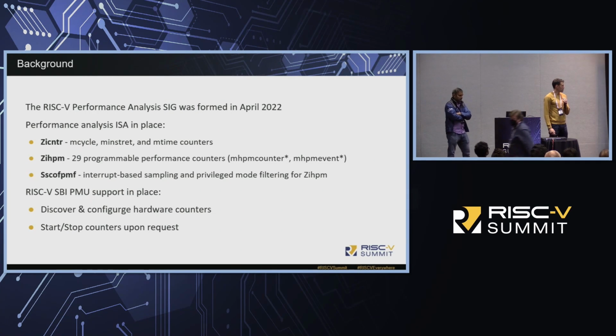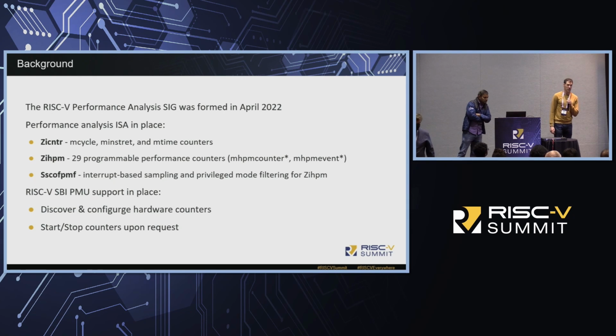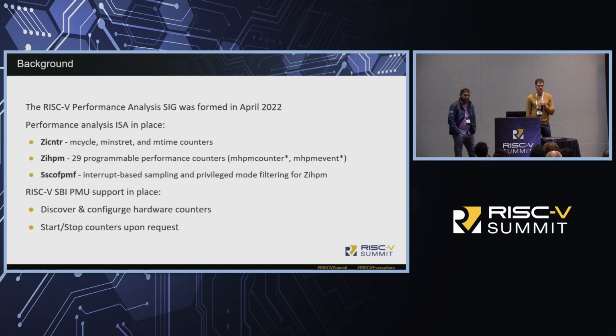Going back to last year, back in April, we started the Performance Analysis Special Interest Group. At that time, within the ISA, there were some basic capabilities for doing performance analysis on RISC-V CPUs. We had the two counter extensions, Zicntr, which is the three M-cycle, instret and M-time counters, as well as Zihpm, which is the programmable counters.